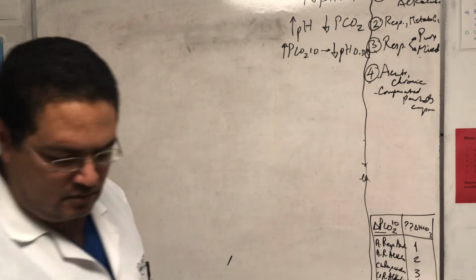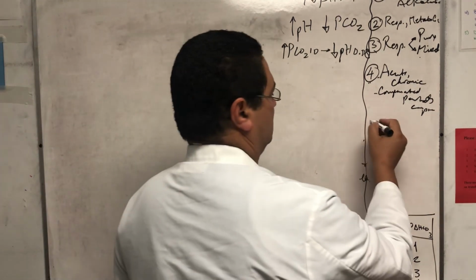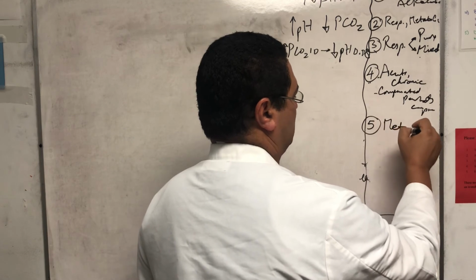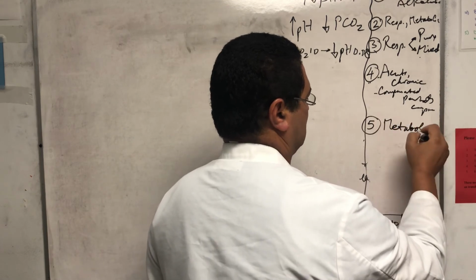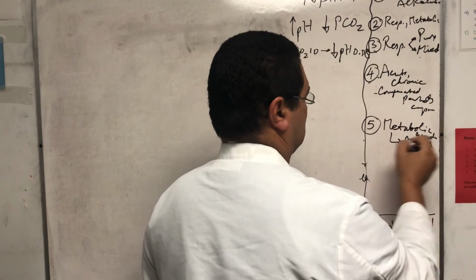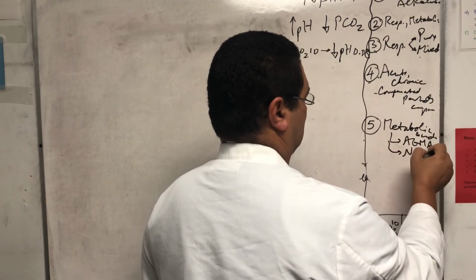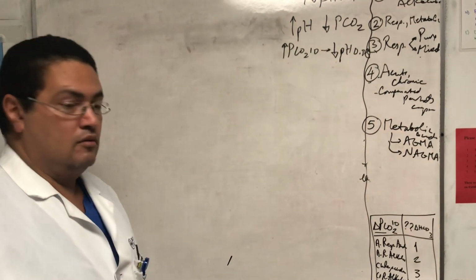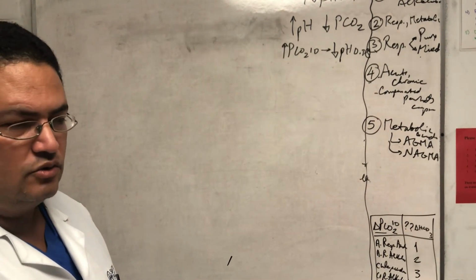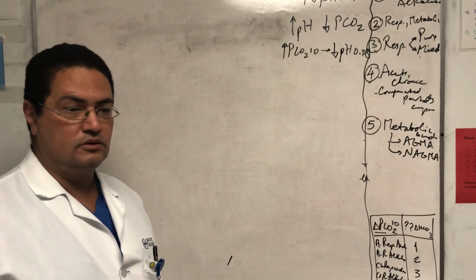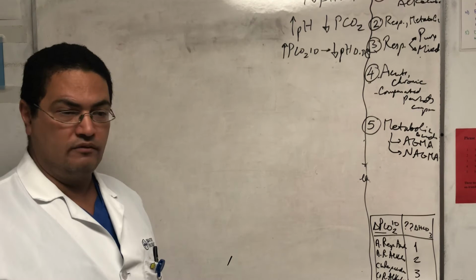So now, number 5. That's if it's metabolic acidosis. So it only applies if you're in metabolic acidosis. We're gonna divide you into anion gap metabolic acidosis or non-anion gap metabolic acidosis. And that's it, very simple. But in the ICU, you can't determine the gap without looking at the albumin, because people have low albumin and stuff like that.